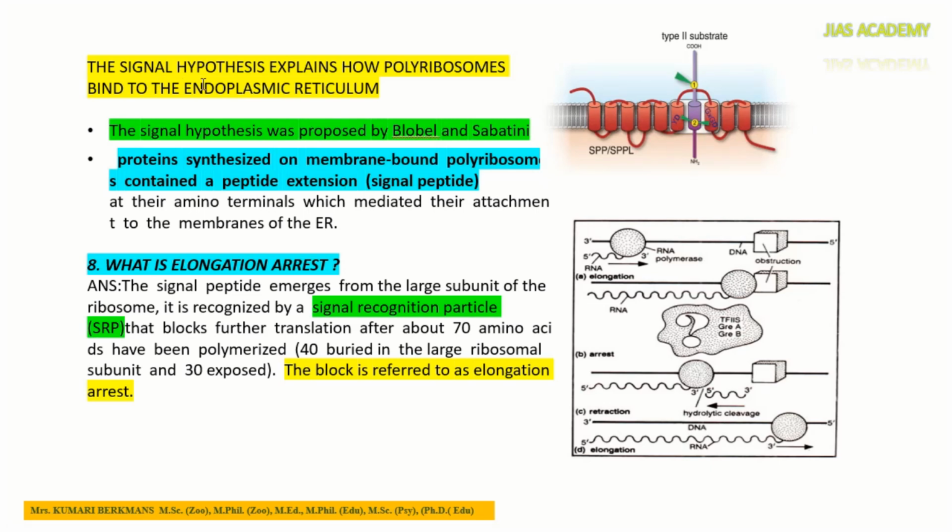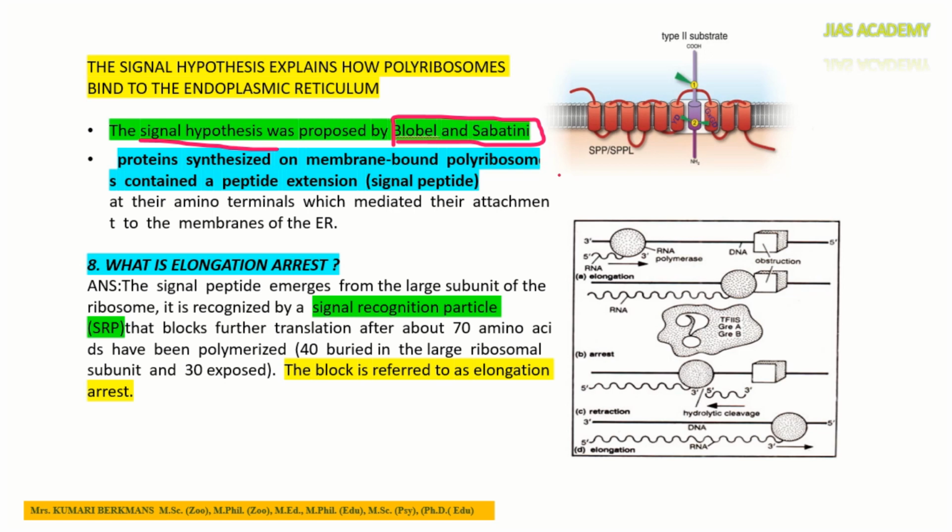Coming to the signal hypothesis, it explains how polyribosomes bind to the endoplasmic reticulum. The signal hypothesis was proposed by Blobel and Sabatini. Note this one. Which one? The signal hypothesis was proposed by Blobel and Sabatini.